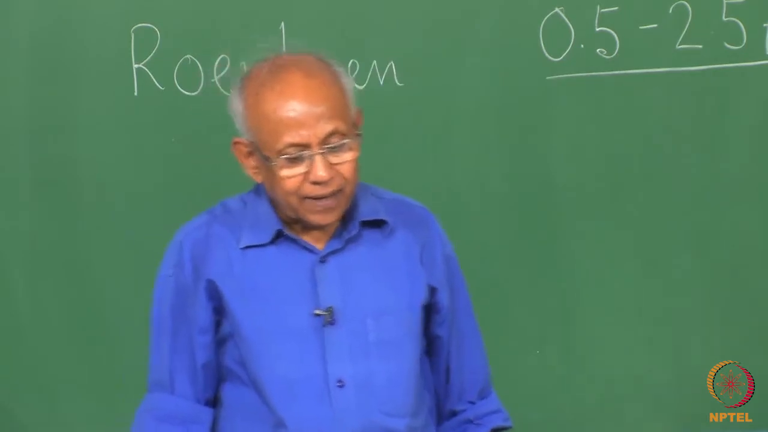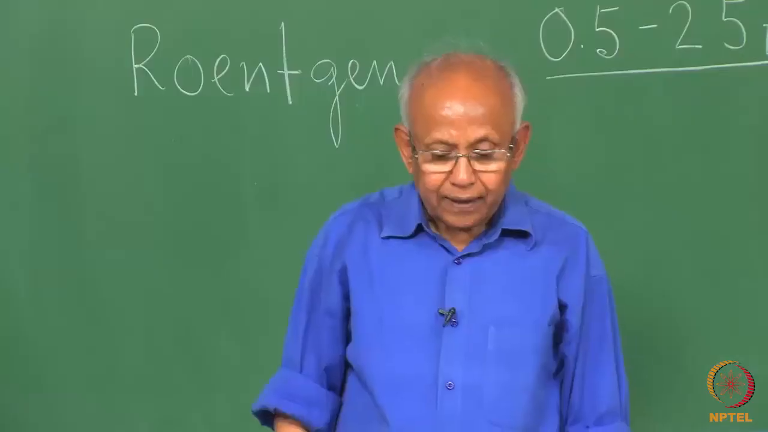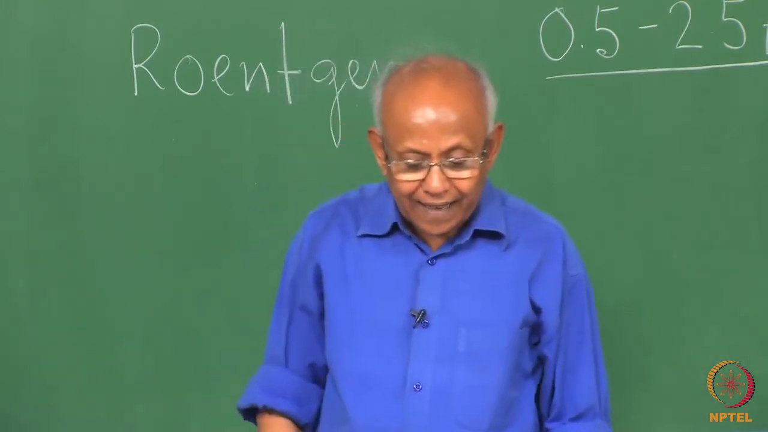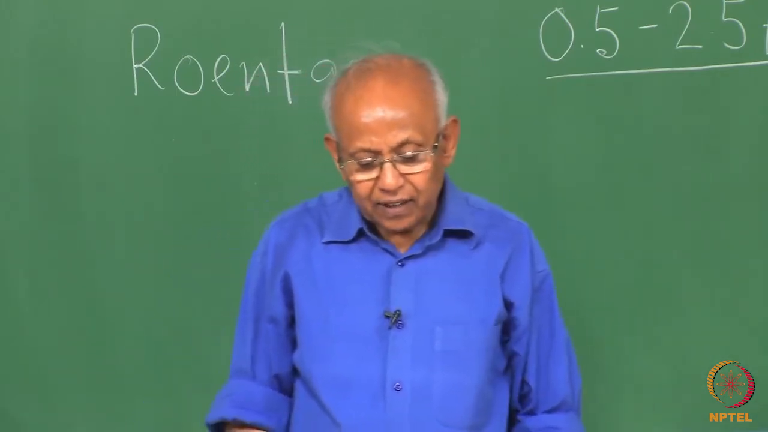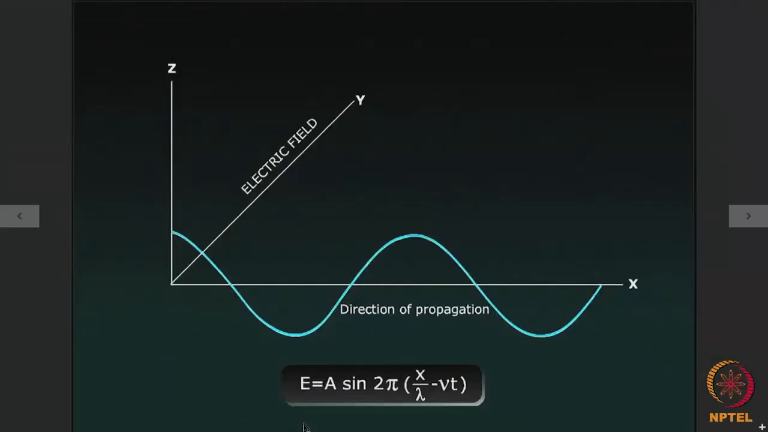On the other hand, if we could have the electric field lying in the xy plane, in that case we will say that the wave is polarized. Now, the electric field is a function of both time and space, and this is how the electric field varies with respect to distance and with respect to time both.